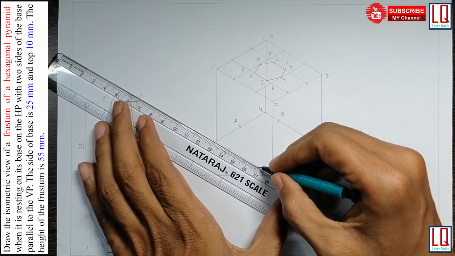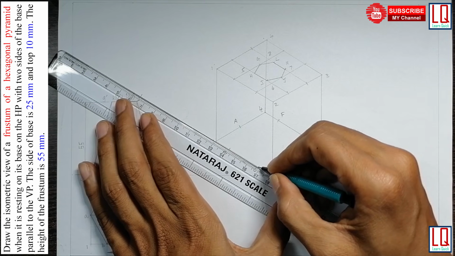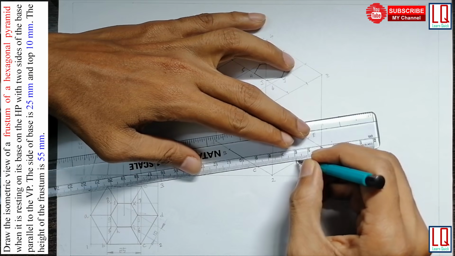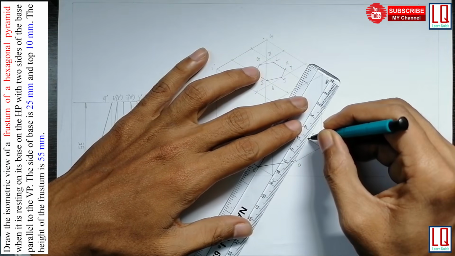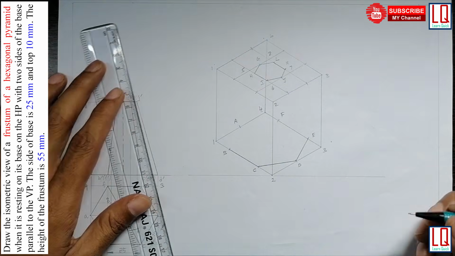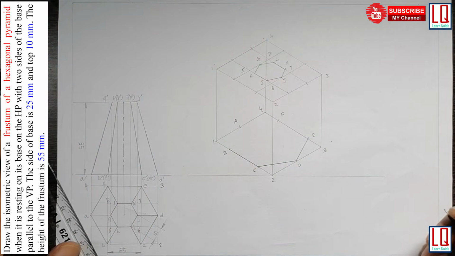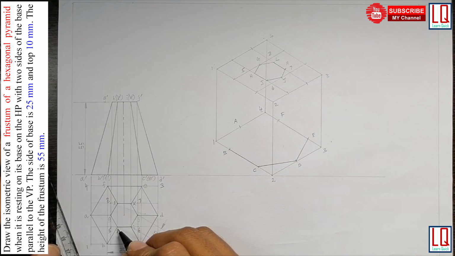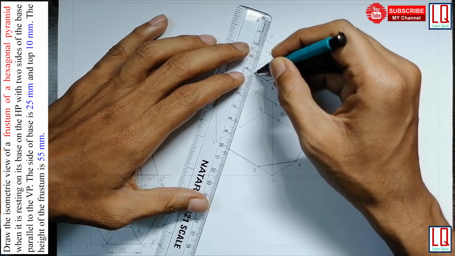So first I join B to C, C to D, D to E. So now I try to connect the slant edges. So B is connected with H. So from B to H, I draw a line.